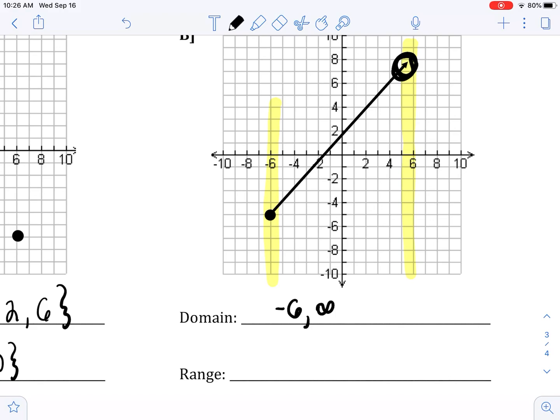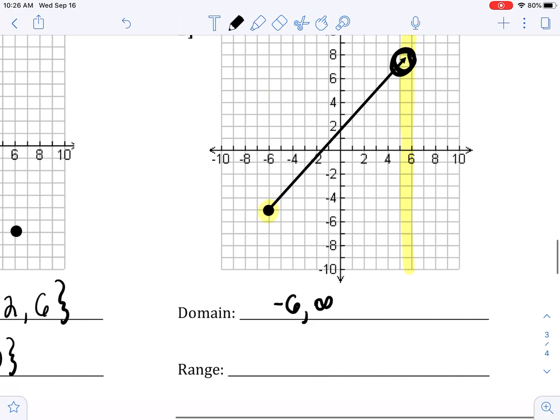All right, now we need to know whether to use a parentheses or a bracket. Okay, so on this -6, as you can see right here, this point is closed. That means it's including that value. So if it's including, I'm going to use a bracket. On infinities, we always use parentheses no matter what.